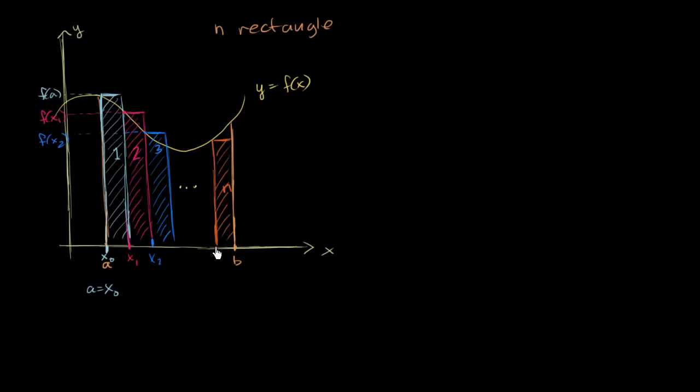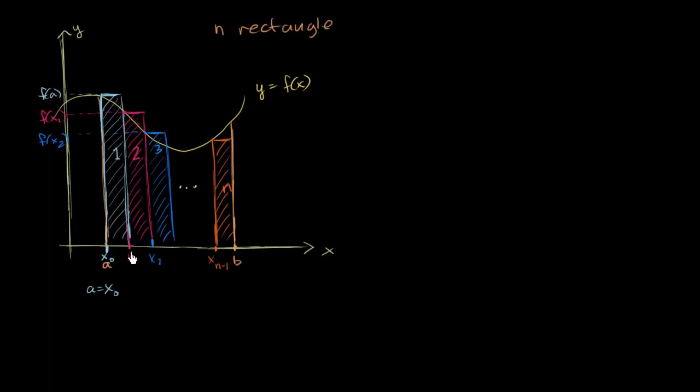And what am I going to label this point right over here? Well, we already see a pattern. The left boundary of the first rectangle is x sub 0. The left boundary of the second rectangle is x sub 1. The left boundary of the third rectangle is x sub 2. So the left boundary of the nth rectangle is going to be x sub n minus 1. Whatever the rectangle number is, the left boundary is x sub that number minus 1. And this is just based on the convention that we've defined.